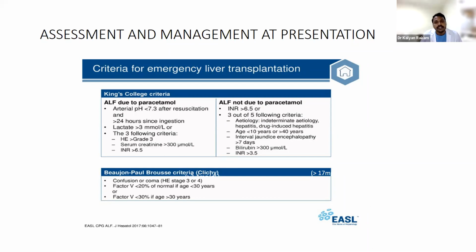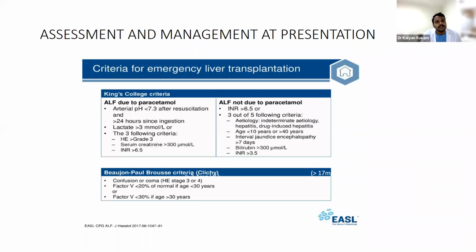Or the minor criteria, where you should have at least 3 out of these 5 criteria. These include indeterminate etiology, or hepatitis or drug-induced hepatitis; age less than 10 or greater than 40; interval of jaundice to encephalopathy greater than 7 days; bilirubin greater than 300 micromoles per liter or greater than 17 mg per deciliter; and INR greater than 3.5.